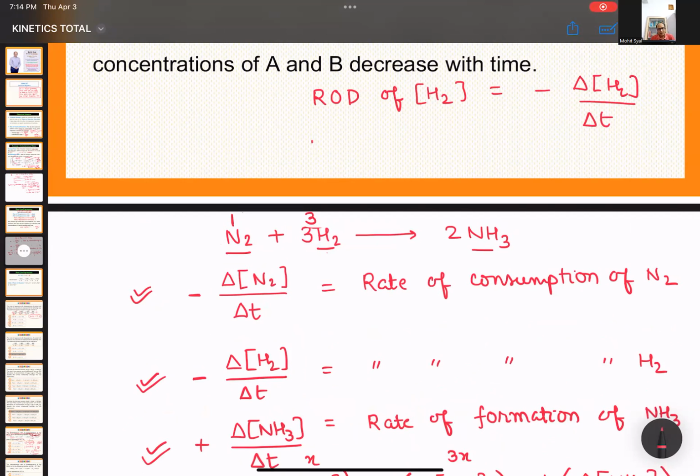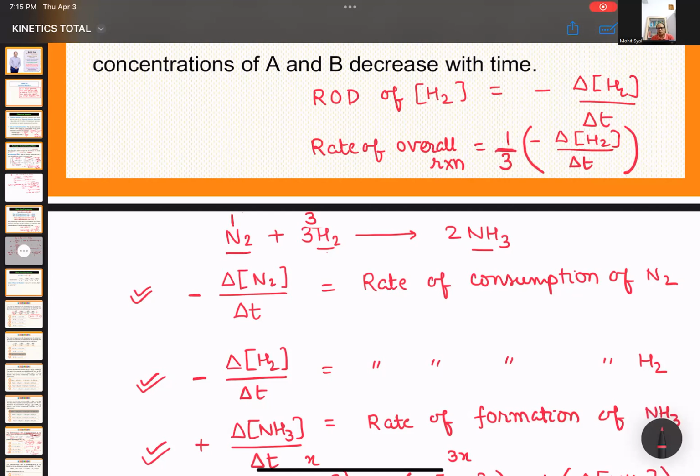And what is the rate of reaction? Complete overall reaction? Concentration of NH3 by delta T. Or can we find it by H2 also? Yes, but what to do in order to make the rate of H2 equal to the rate of the reaction? We should divide it by its coefficient, the respective stoichiometric coefficient in the balanced chemical equation.